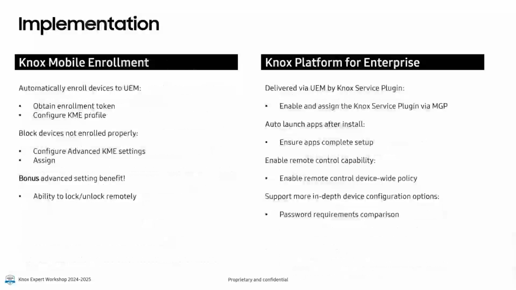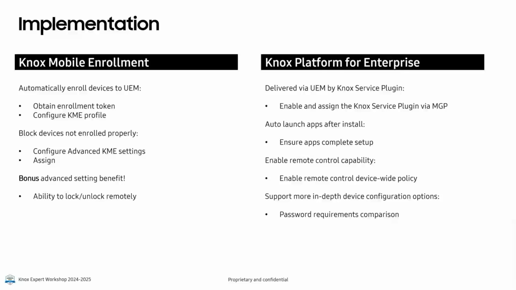So first, I'll speak about mobile enrollment, automatically enrolling devices into a UEM. To get to this, we just need to obtain the enrollment token from Microsoft Intune, and then we can configure the KME profile in order to deploy that to devices. Being able to block devices that aren't enrolled properly means that if for some reason the user has been able to get out of their deployment, that device can also be locked automatically after a defined number of days, before it's blocked and requested to be signed in properly.